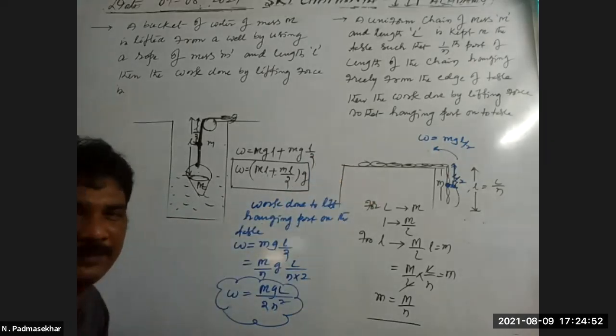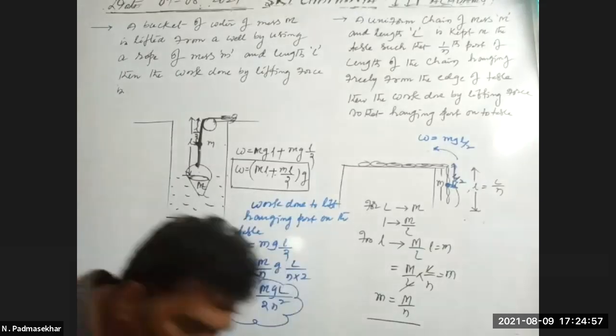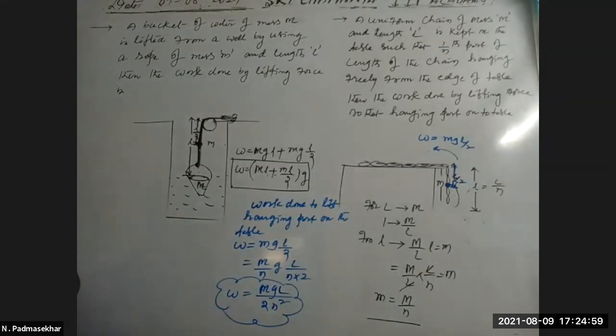So to lift the hanging part of the chain onto the table, so how much work you have to do? ఎంత వర్క్ నువ్వు చేయాలి అంటే, so that is Mg L by 2n square. That is the work done. Right? So okay, I'm going to stop the class.